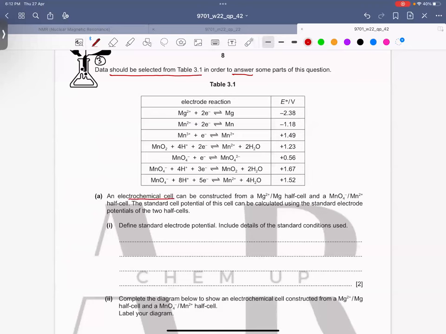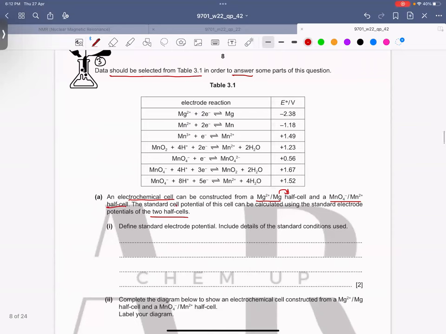An electrochemical cell can be constructed from a magnesium to Mg2+ half cell and a manganate to Mn2+ ions half cell. The standard cell potential of this cell can be calculated using the standard electrode potentials of the two half cells, their E naught values. Okay, what are they asking? Define standard electrode potential, include details of the standard conditions. Okay, you have to define and include all the standard conditions as well.